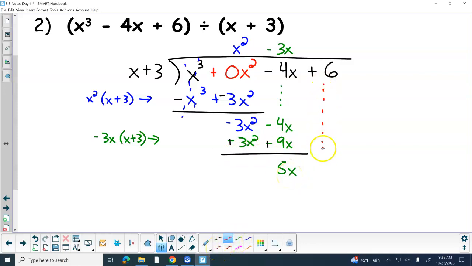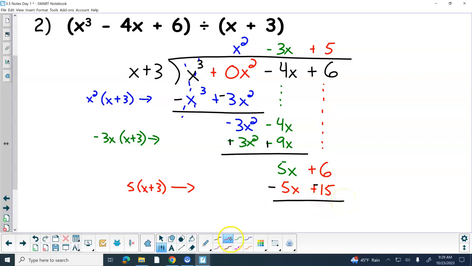Dropping the 6 gives me positive 5. Negative and negative gives me negative 9. Yes? So I get x squared minus 3x plus 5 plus negative 9 over x plus 3.